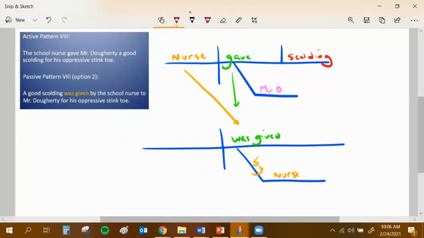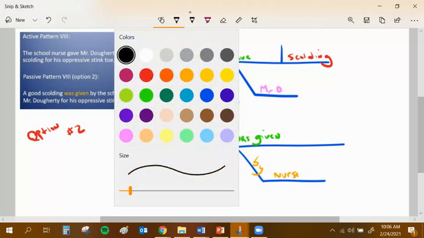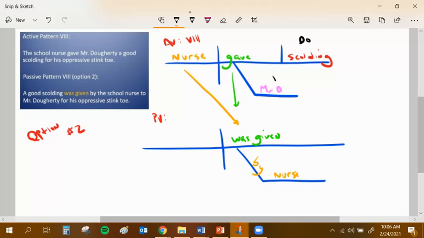All right. So now, once again, we have 2 choices in a pattern 8. I'm going to call this the active voice pattern 8. And this is going to be our passive voice down here, and this is going to be called option 2. And in option 2, remember we have both a direct object and an indirect object. Well, in option 1, I moved Mr. Doherty. This time, I'm going to move scolding. I'm going to move my direct object to the front.